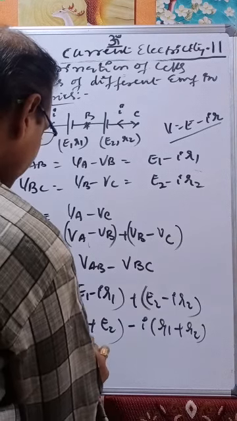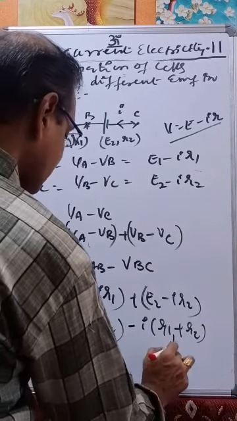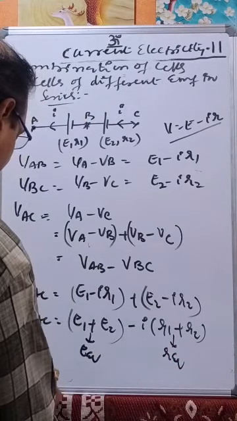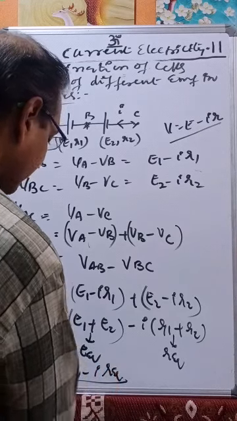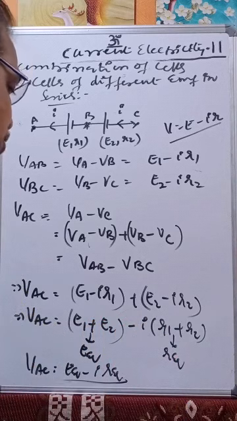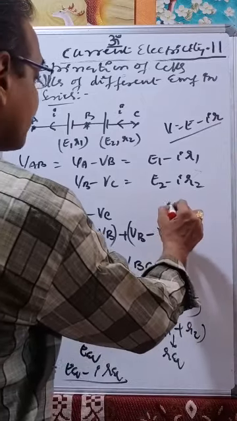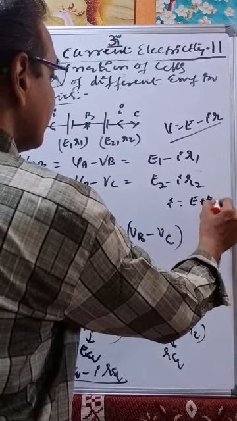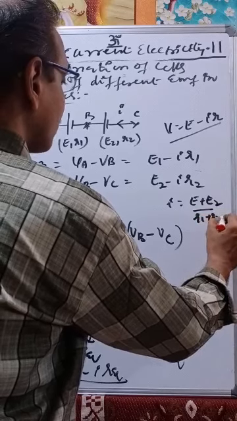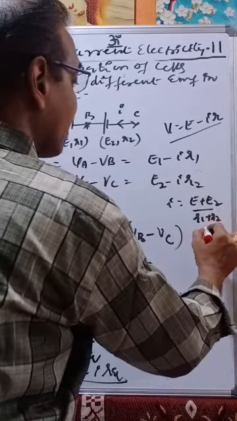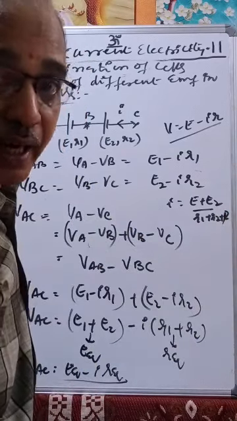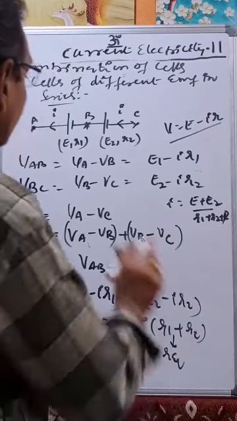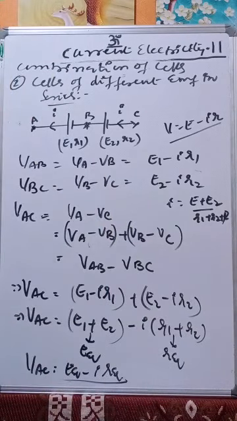Now this is the E equivalent. This is the r equivalent. Therefore, VAC equals E equivalent minus I into r equivalent, where E equivalent is E1 plus E2 and r equivalent is r1 plus r2. Now what is the current here? Current I equals (E1 plus E2) by (r1 plus r2). If external resistance is there, then add R. Otherwise, remove that R. So these are series cells with different EMFs.